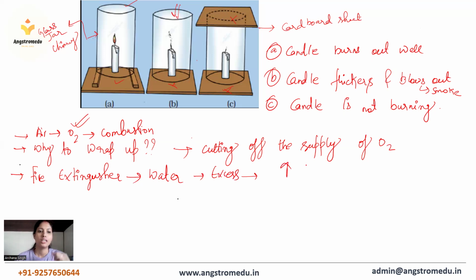Okay, understood? Two things we learned. If we wrap a person with a blanket, how is the combustion stopped? By cutting off the supply of oxygen. Same thing with the fire extinguisher. If a building or any property catches fire, how are they going to stop it? By giving excess water. That excess water will cut off the supply of oxygen, right?